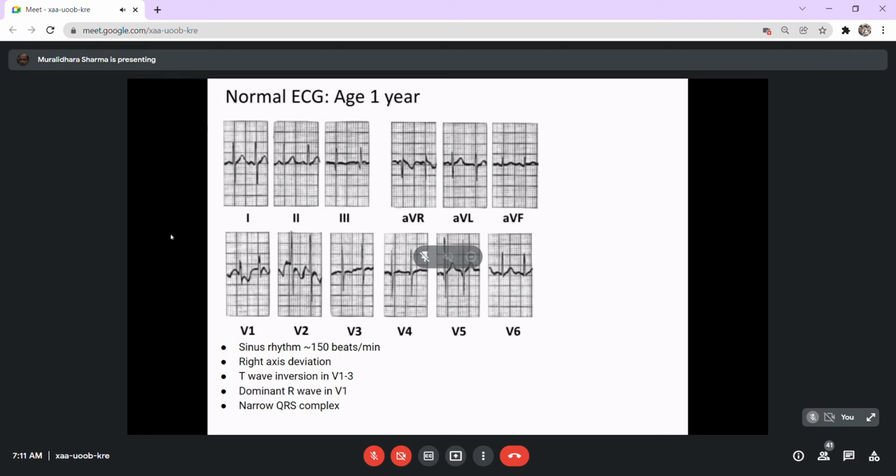Now, as the age progresses, there is a gradual reduction of the pulse rate. By the age of around 1 year, the pulse rate would be less than 150 beats per minute. Of course, right axis deviation remains as such. T wave inversion in V1 to V3 is a normal phenomenon during that stage because there is a right axis deviation. And the R waves in right leads like V1 would be more prominent than in the left leads, which is again a suggestion of the right axis deviation. QRS complexes will be much narrower than in adults.